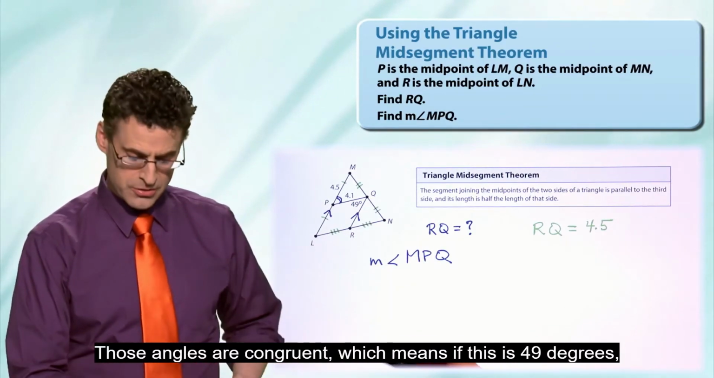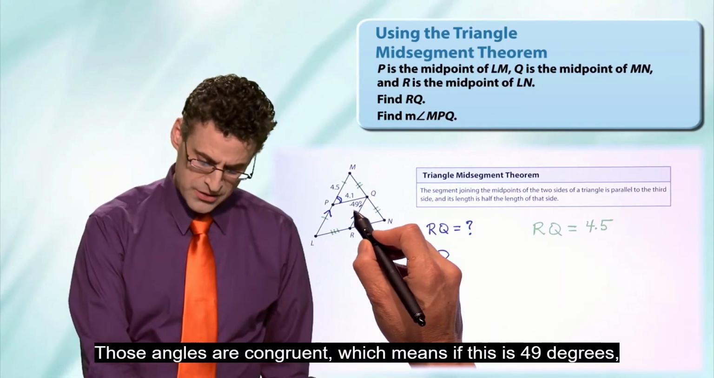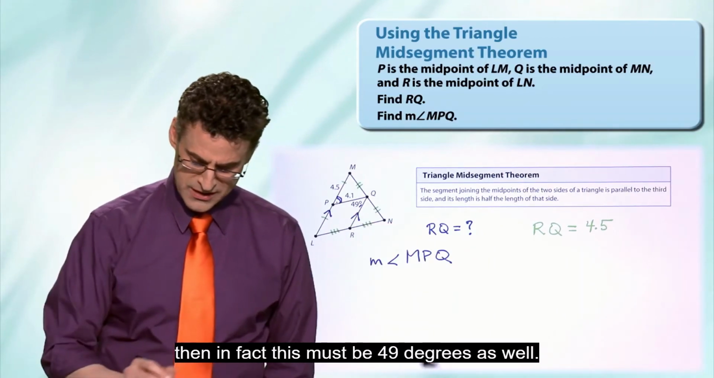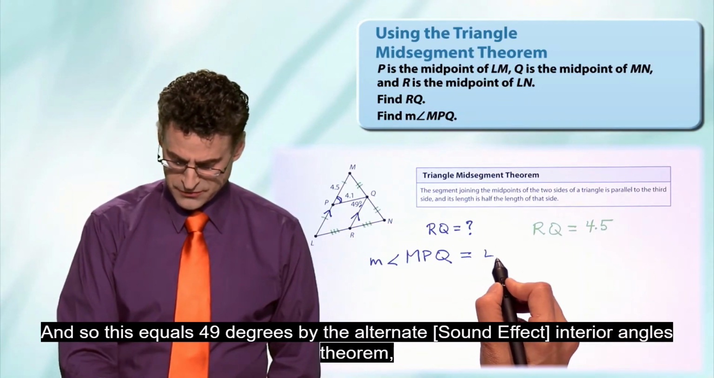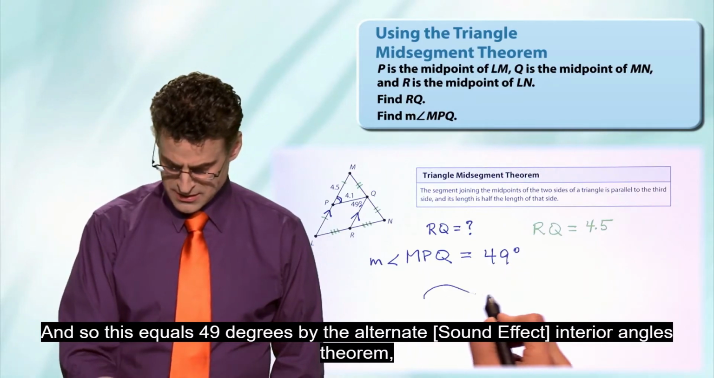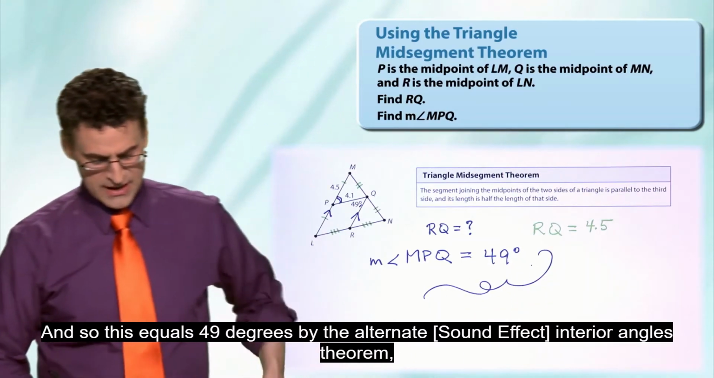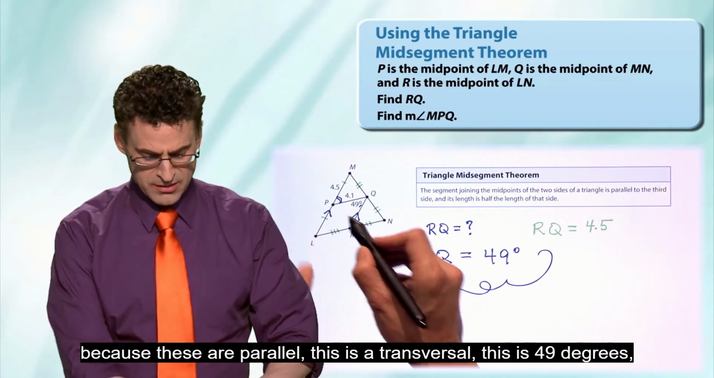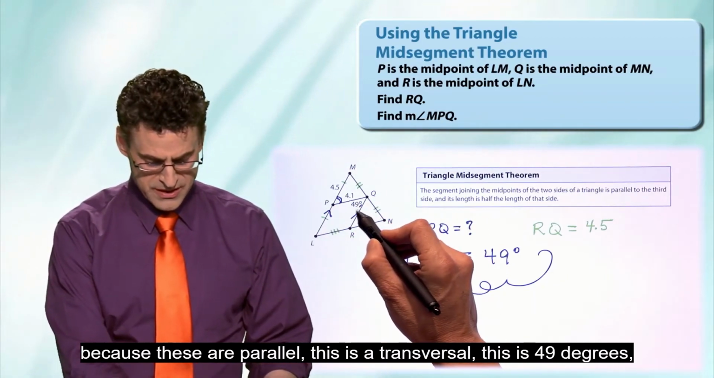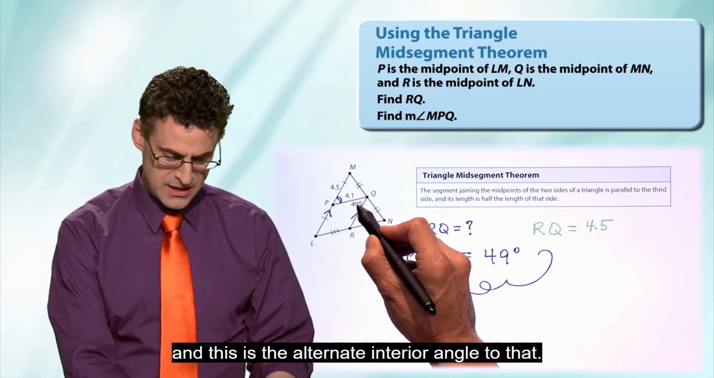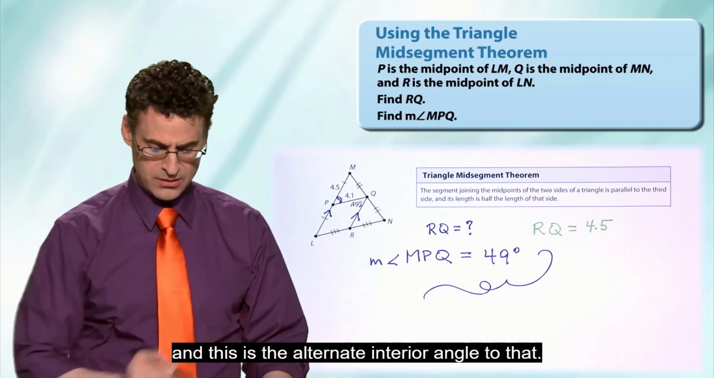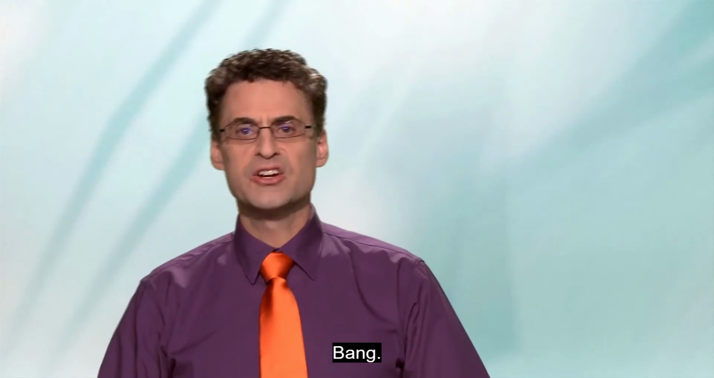Those angles are congruent, which means if this is 49 degrees, then in fact this must be 49 degrees as well. And so this equals 49 degrees by the alternate interior angles theorem, because these are parallel, this is a transversal, this is 49 degrees, and this is the alternate interior angle to that. Bang. Couldn't be more easy.